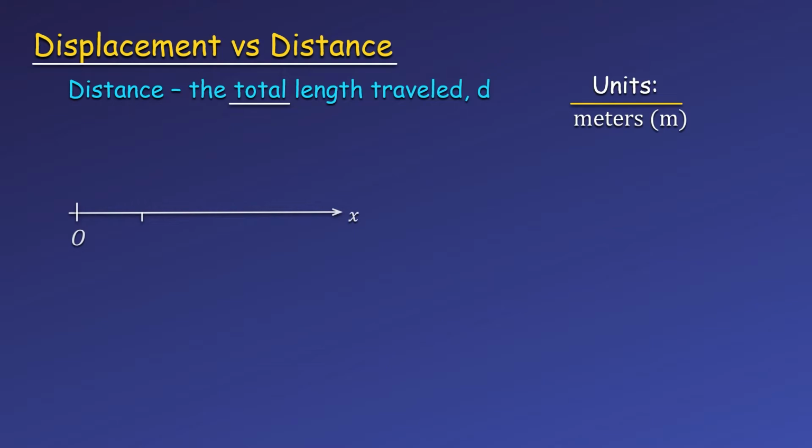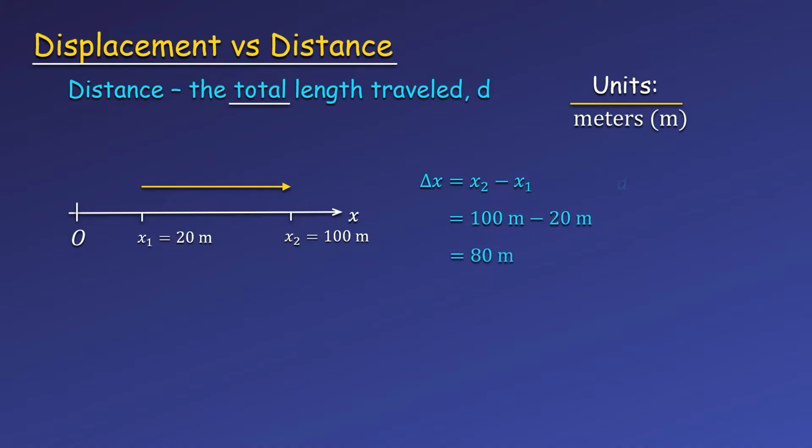Let's look at an example to highlight the difference between these two. Say an object moves along the x-axis from a position 20 meters to the right of the origin to a position 100 meters to the right of the origin. The displacement is the final position minus the initial position, or 100 meters minus 20 meters. This gives a positive 80 meters. And obviously the distance traveled from 20 to 100 meters is also just 80 meters. So in this case, the magnitude of the displacement is the same as the distance. But in general, this is not true.